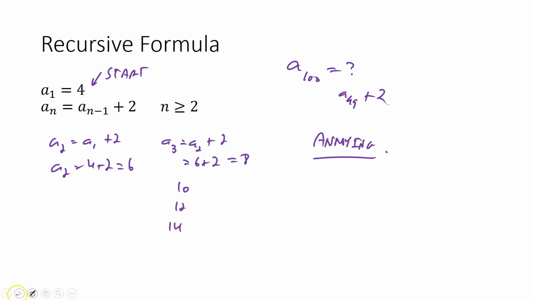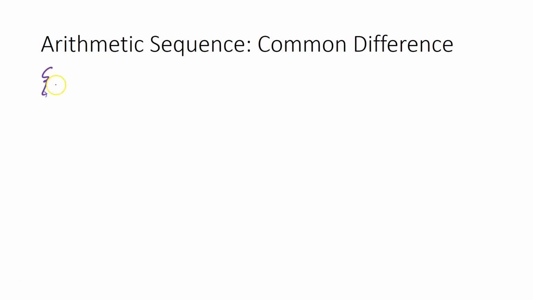That's the common difference. So this one always starts with some term A1. And then you add that common difference. So, like, in our case, it was, I think, 4, 6, and then 8. But you add the difference every time. So first you add 1D, then you would add a second D. So A1 plus 2D. And then it'd be A1 plus 3D, and then A1 plus 4D.